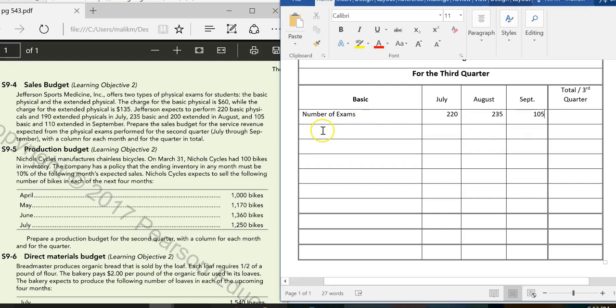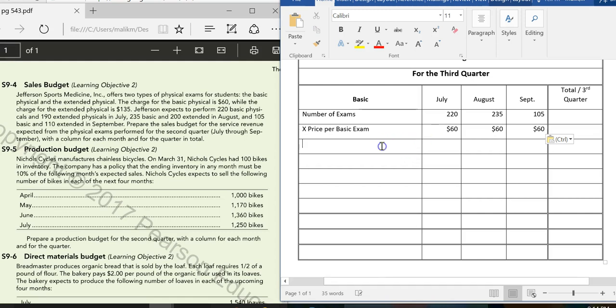Now it's also given what the price per basic exam is. You see in your second sentence here, they say that the price for the basic exam is $60. So we're going to multiply, using this multiply sign, by the price per basic exam, which is already given: $60. We're going to multiply everything by $60. And this is how you will get your total projected or budgeted revenues for the basic physical exams.